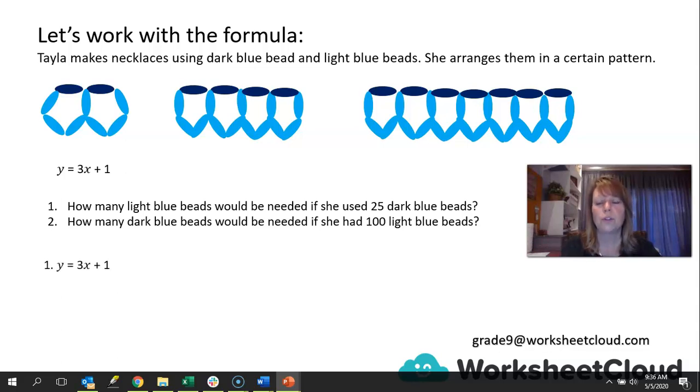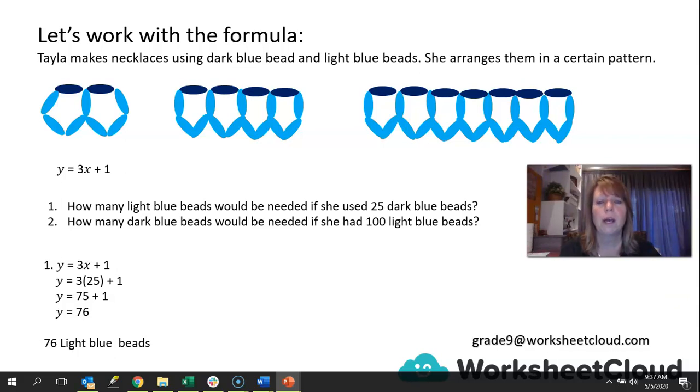Okay, so the first one, number 1, we have to work out how many light blue beads are needed. The light blue beads are your Y value. So 25 dark blue beads, that would be your X value, and we plug it into the formula. Y is equal to 3 times 25 plus 1. So Y is equal to 75 plus 1, therefore Y is equal to 76. So she needs 76 light blue beads.